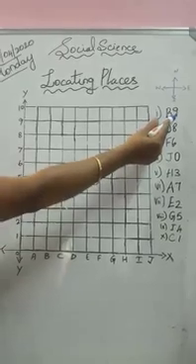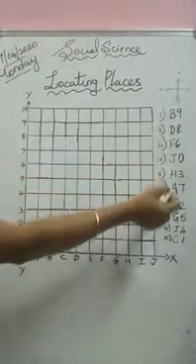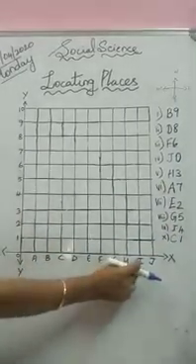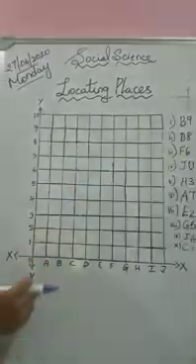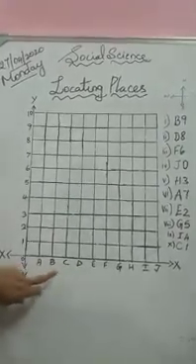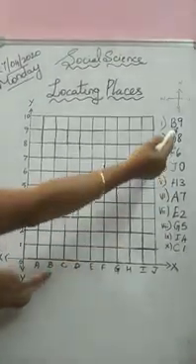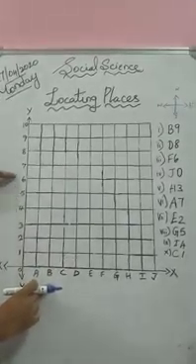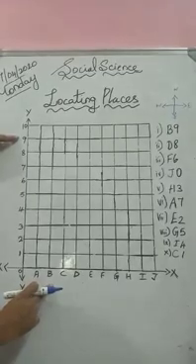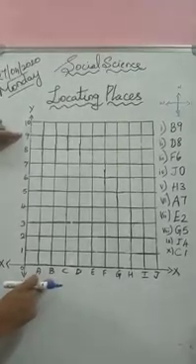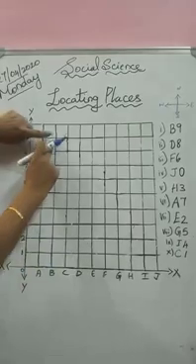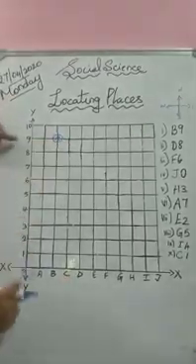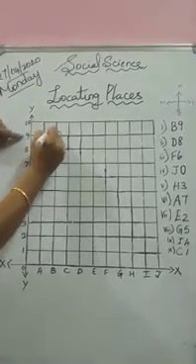First one is B9. In the first column I have taken the alphabets, in the second column I have taken the numbers. So always start with the x-axis. So B. Now keep your finger on the x-axis, B line. Next 9. Now move your finger towards the y-axis. Near the 9 line, please place a finger. Now the meeting place of these two lines is your destination. So here is your destination. This is the first one.